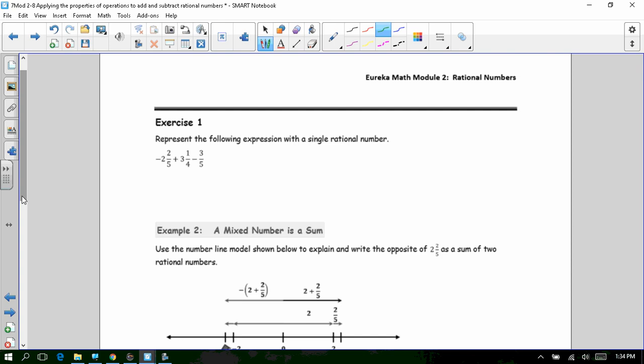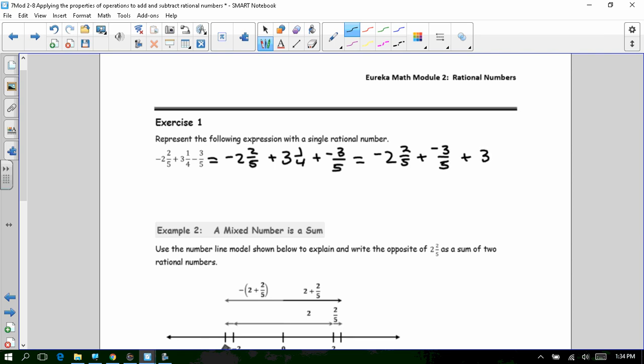What I want to do is rearrange these numbers around. I'm going to start off by rewriting this as -2 2/5 plus 3 1/4 plus -3/5. I write it that way so that I have only addition, because let's pretend you can't subtract. Then I'll rewrite it one more time: -2 2/5, nothing's changed, plus -3/5, and then plus the 3 1/4.